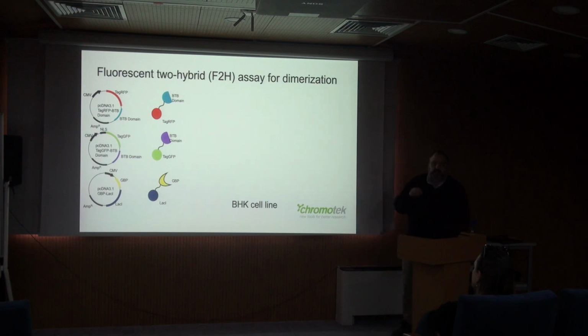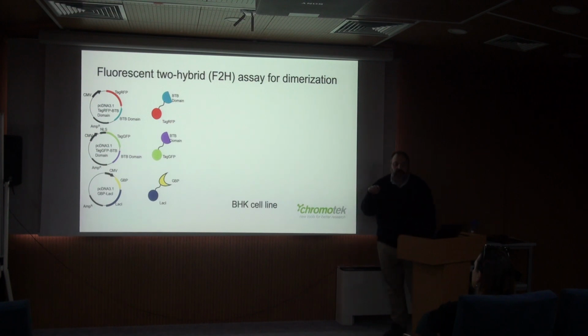This cell line has been modified so that in its genome there are 256 concatenerized binding sites for lac repressor, the bacterial lac repressor that you know from your cell biology experiments. So the lac operator sequences. And in this cell line, we transfect 3 different plasmids.